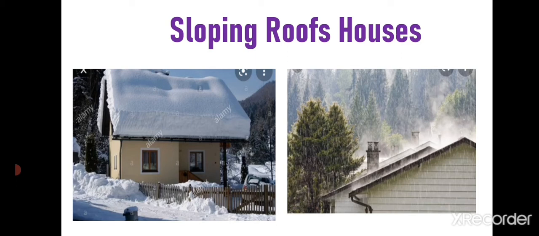Because if flat roofs were made, then snow or rainwater would collect on the roof and houses would get damaged. So, sloping roofs are made so that snow or rainwater can slide off easily. It is mainly seen in Himachal Pradesh, Jammu and Kashmir and Uttarakhand.